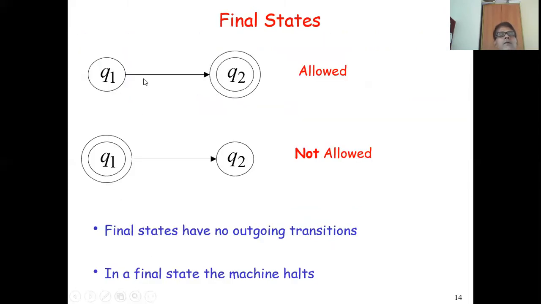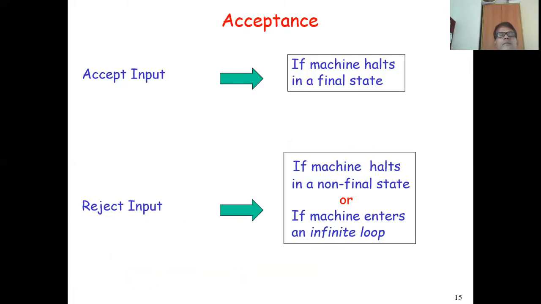So this is allowed from Q1 to Q2. So there is no transition from the final state to the other state. This is not allowed. So final states have no outgoing transition. So in the final state, the machine halts. So acceptance of input: if the machine halts in the final state, a string will be accepted.